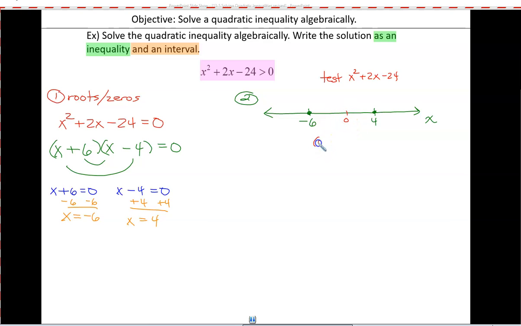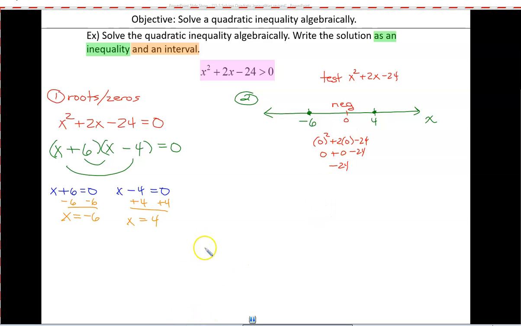So that would be like doing, okay, what is 0 squared plus 2 times 0 minus 24? This is why I like using 0, because 0 math is so easy here. This is just 0 plus 0 minus 24, which is a negative 24. So, oh, that's a negative number. So that tells me this middle section of x's produces negative y numbers.